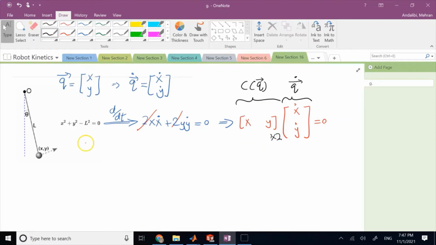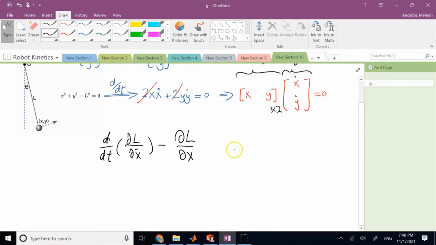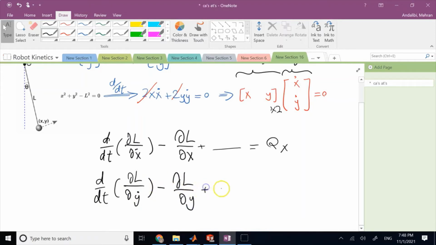And here, remember, when I now write my Euler-Lagrange equation, the first one is going to be d over dt of partial of L with respect to x dot minus partial of L with respect to x, correct? And then you have the constraint term. This is equal to Q of x. So there is some extra term here that we will add. The next one is going to be d over dt of partial of L with respect to y dot minus partial of L with respect to y, again, plus the constraint term equals Q of y.